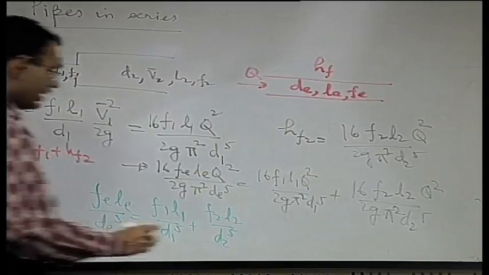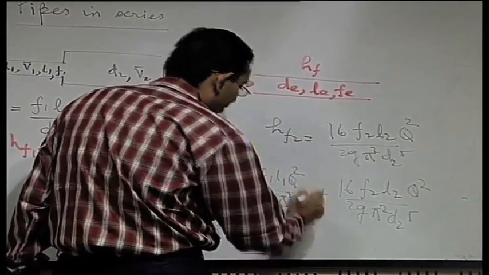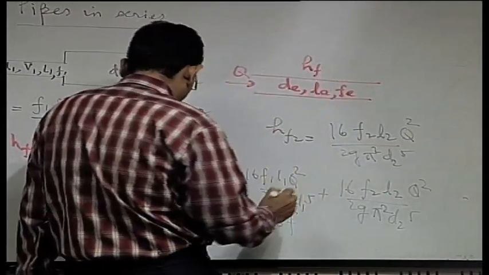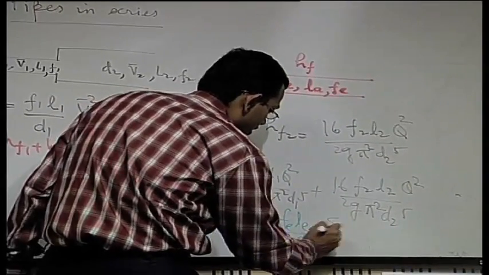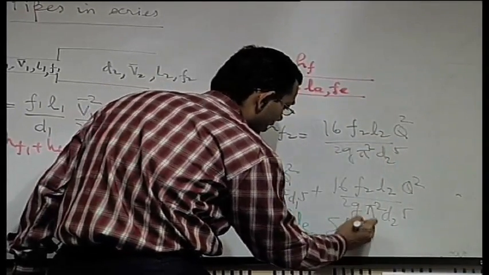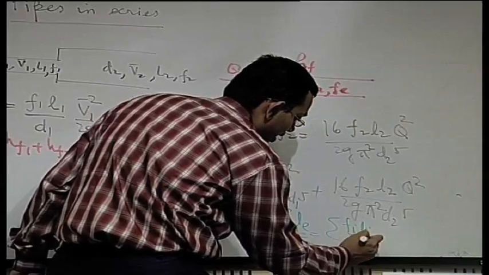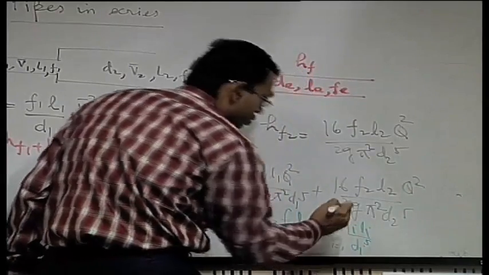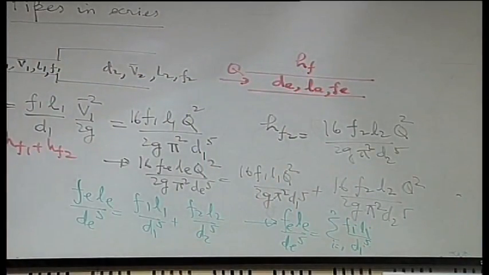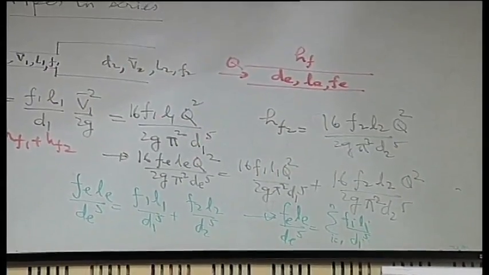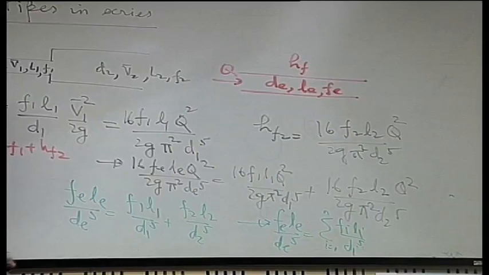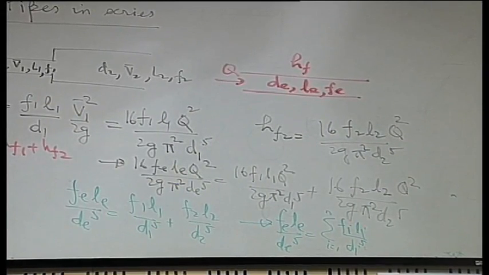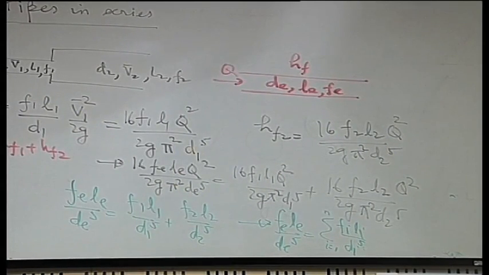In general, if you have n such pipes in series, FE LE by DE to the power 5 is equal to the summation of Fi Li by Di to the power 5, i equal to 1 to n. So as if it is an equivalent resistance as the sum of the resistances, that is a simple way of looking at it. Now let us look at pipes in parallel.